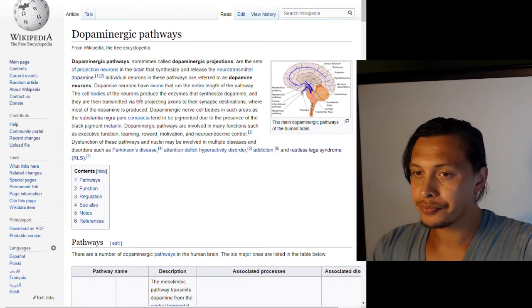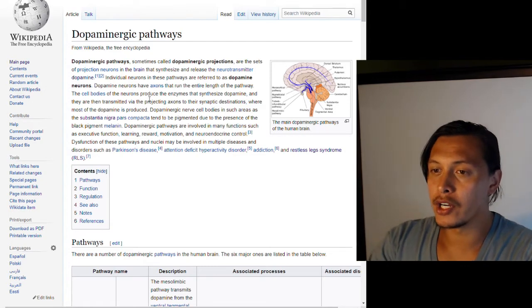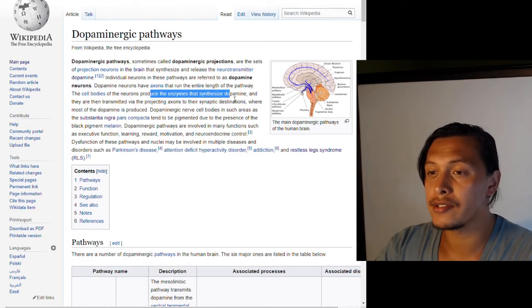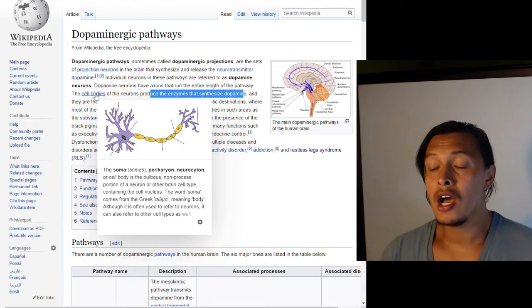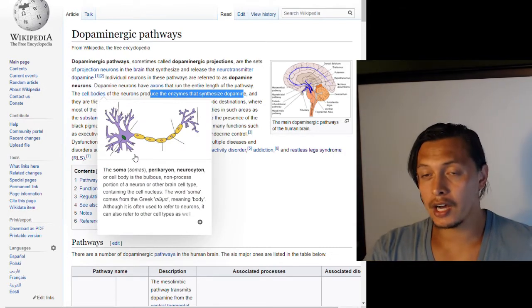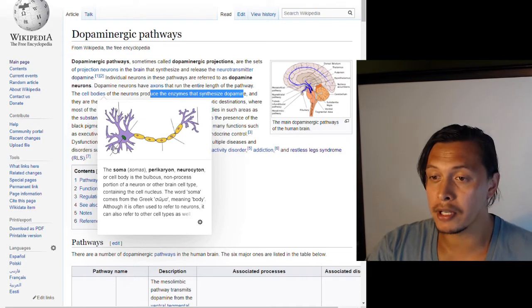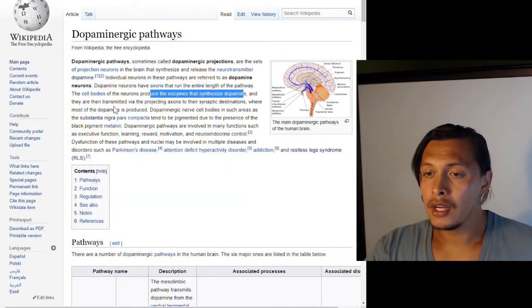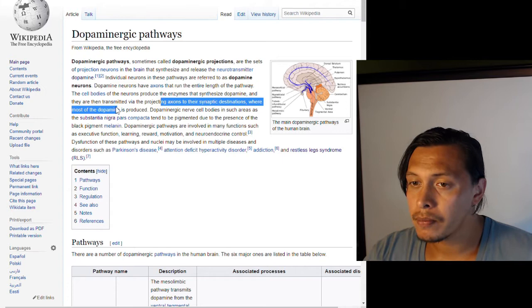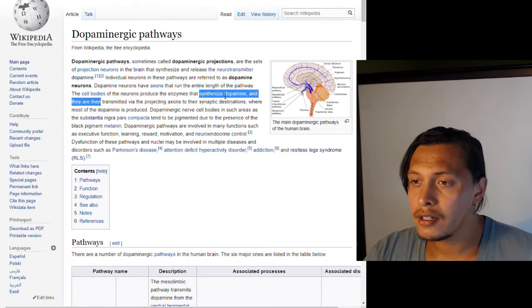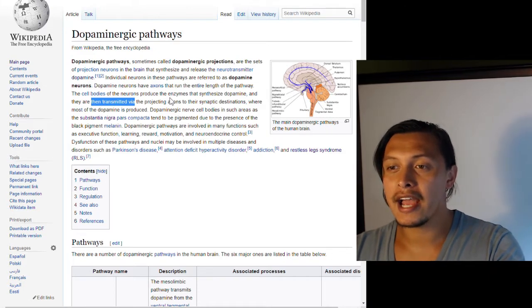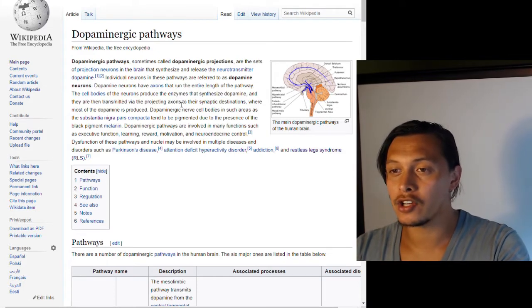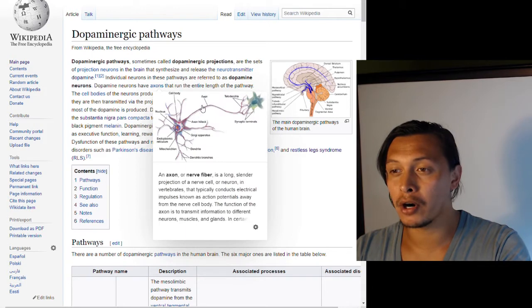So the cell bodies of the neurons produce enzymes that synthesize dopamine, and the cell bodies, those are the thicker parts, or the somas of the nerve cell, and so this right here would be the soma. And they are transmitted through the projecting axons. So the axons are the long parts of the nerve cell.